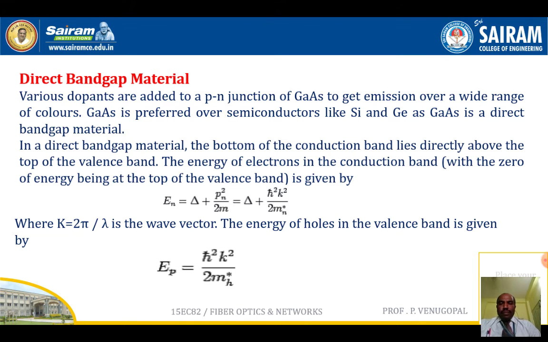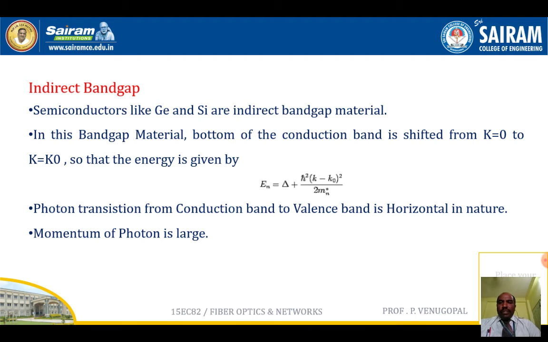So next type is the indirect band gap. Semiconductors like germanium and silicon are indirect band gap materials. In this band gap material, the bottom of the conduction band is shifted from k is equal to 0 to k is equal to k naught, so that energy is given by En is equal to delta plus h square into (k minus k naught) whole square by 2mn.